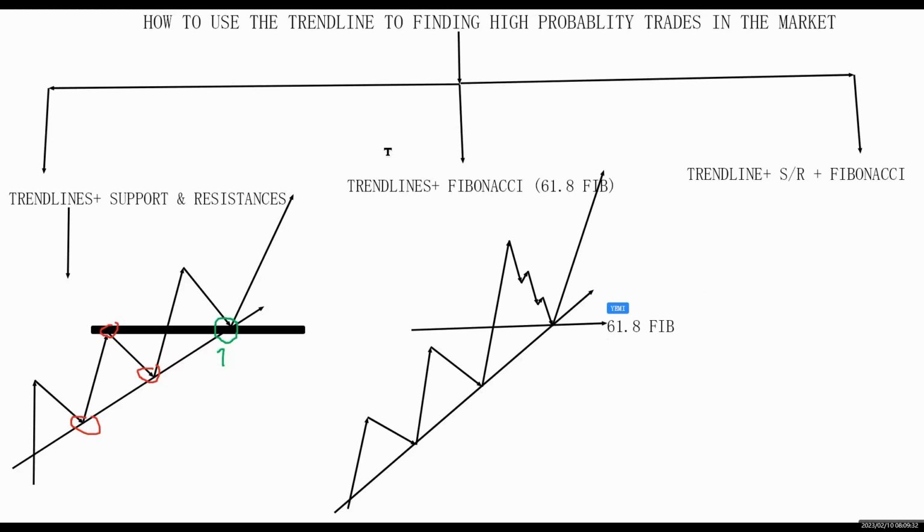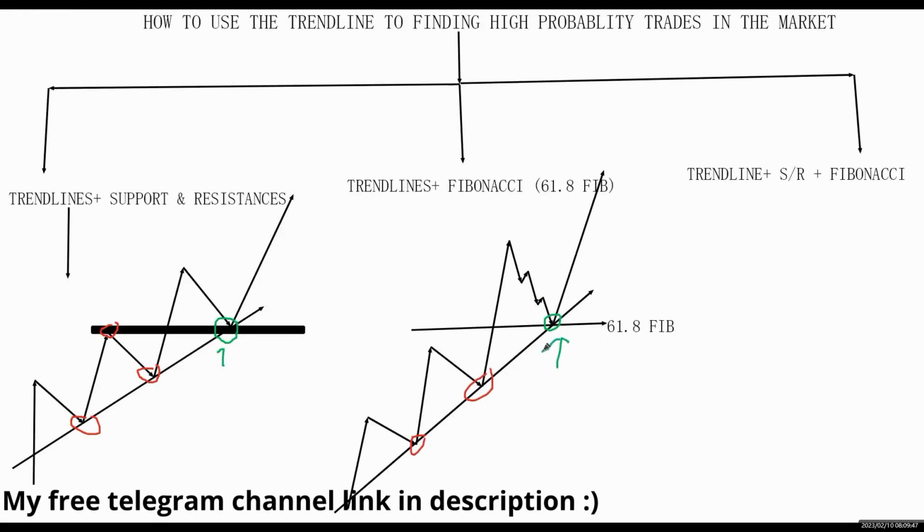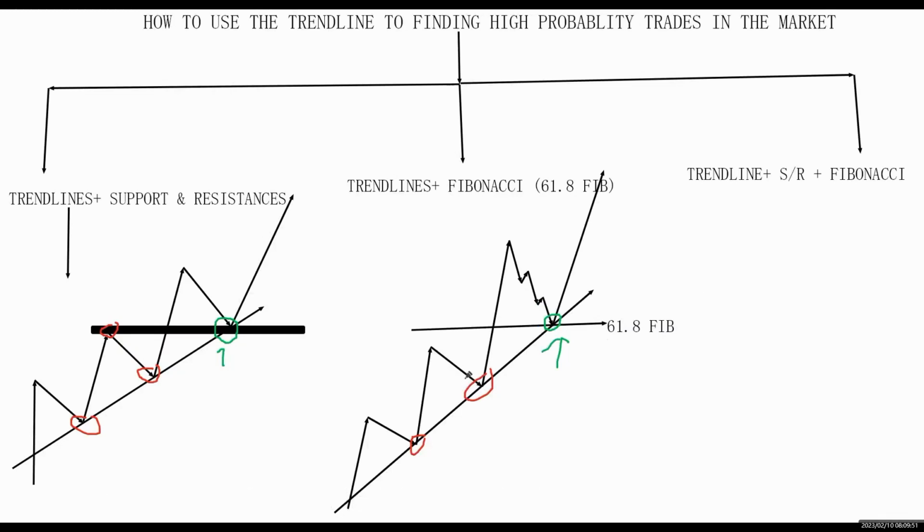So this level right here, this is our first touch. This is the second touch right here. And now we have the third touch right here. So usually when a trend line confluences with a 61.8 Fibonacci, it is usually a high probability trade. And I look forward to this in the market every single time. So let me give you guys the last case scenario before we find the live example.